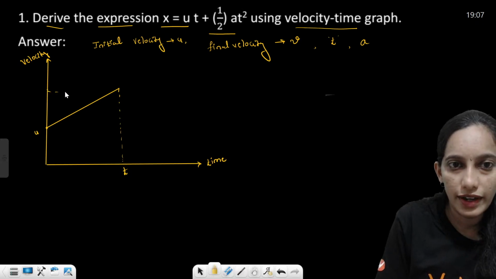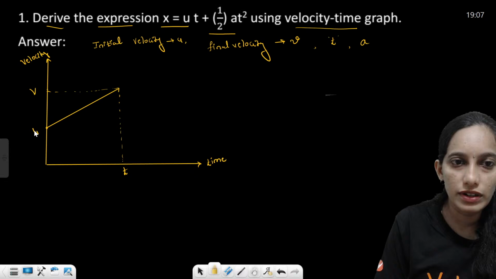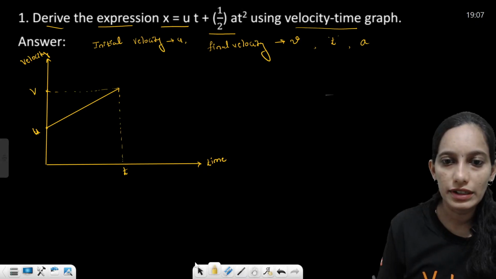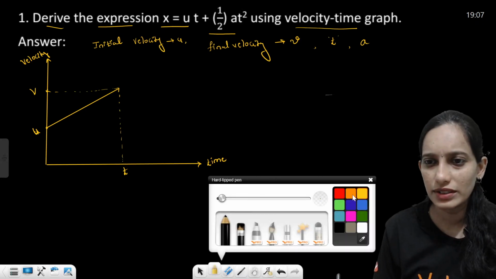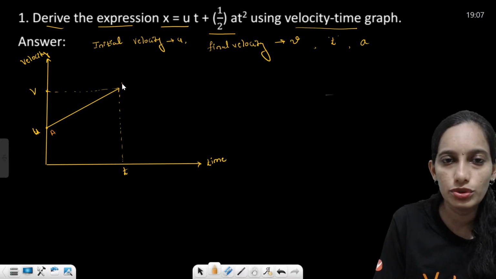So here we have v. Okay, so this is our initial velocity u, this is our final velocity v. Let me just label the points as we did in the last session, the same way as for the other derivation.